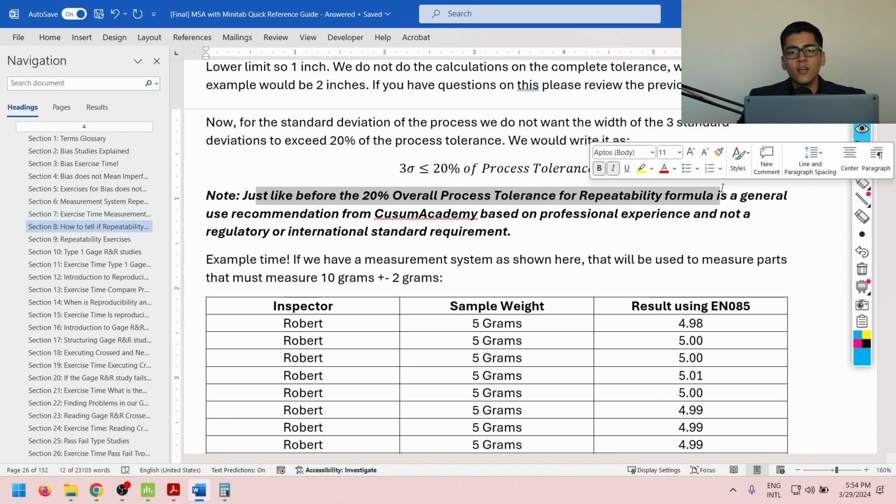If you decide to document it as part of your MSA corporate validation procedure, then you will have to meet it, but it is not a regulatory standard requirement. It's just a best practice that we're recommending to our students.